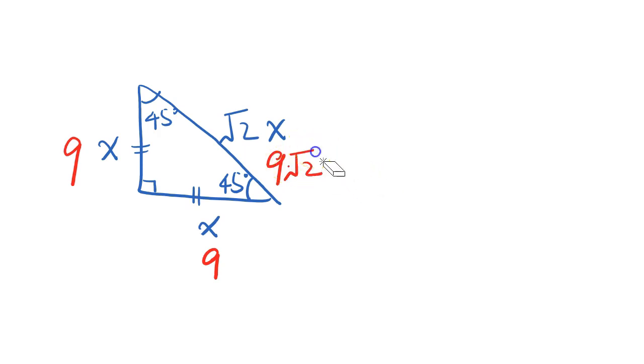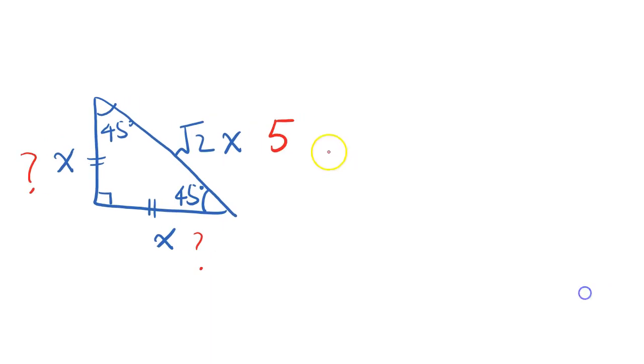So what if we were not given the shorter sides? What if we were given the hypotenuse? Let's say that we know that this side is going to be 5. So how do I find out these two sides? Well, we can look at it this way.